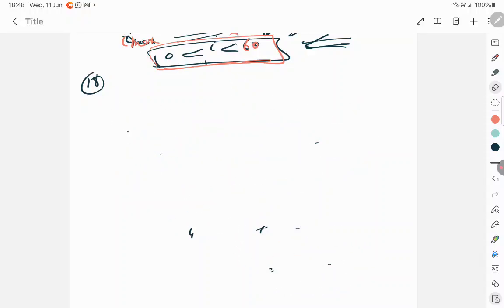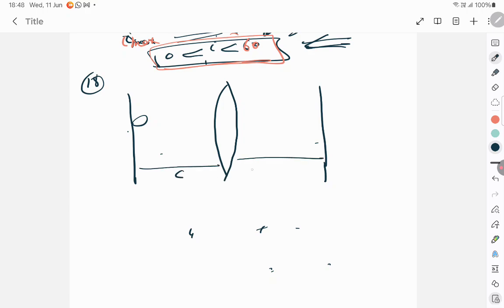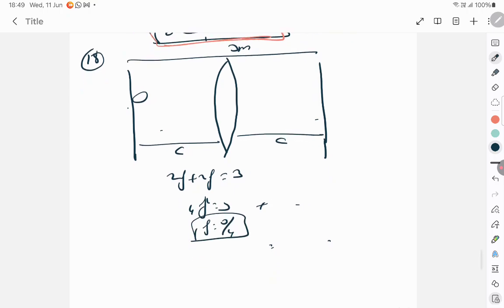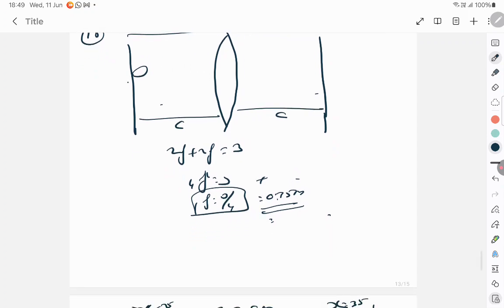The 18th question is where the image of a small bulb on one of the walls is getting formed on the other wall, and so the bulb can be inverted or erect, we don't even know. They're asking us to do it using a convex lens. We can say the object is at C, which means the image will also be at C, so which is 2f plus 2f, and they've given the distance between the two walls as 3 meters. 2f plus 2f is equal to 3, 4f is equal to 3, f is equal to 3 by 4, so that comes to 0.75 meters.